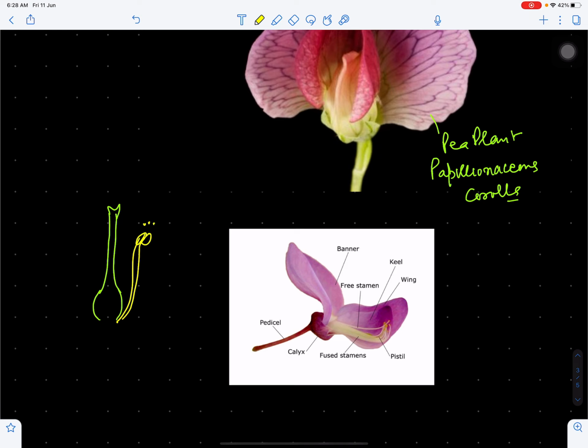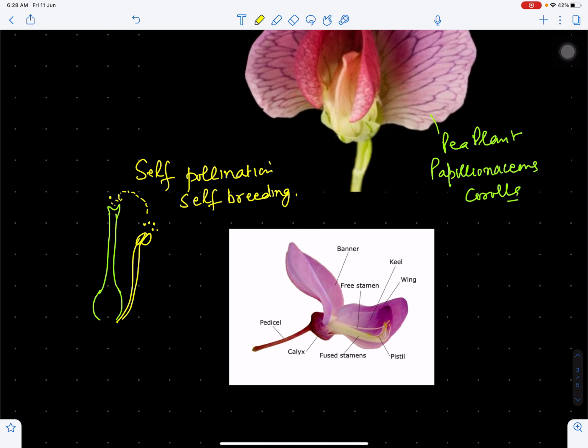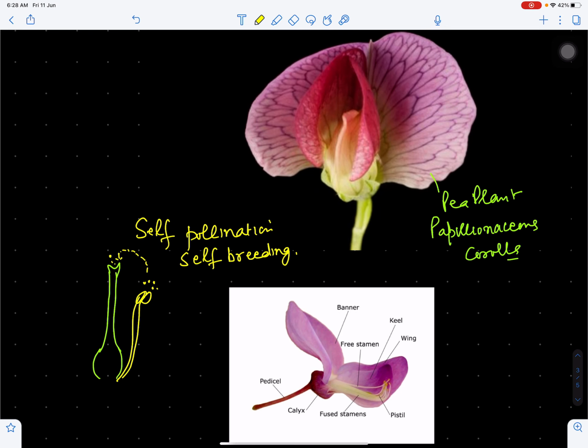Now, if the pollen grains fall on the same stigma, this is called self-pollination or self-breeding. So in the case of a pea flower, the flower may not open up and self-pollination may take place.